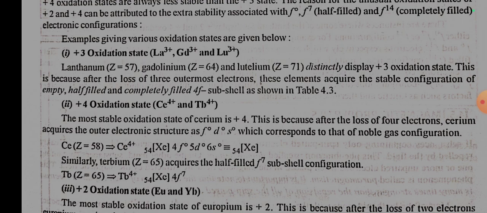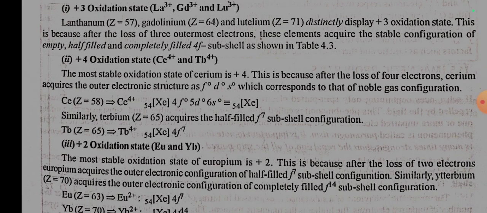Number 1. +3 oxidation states: La3+, Gd3+, Lu3+. Lanthanum, gadolinium, and lutetium distinctly display +3 oxidation state. This is because after the loss of 3 outermost electrons, these elements acquire the stable configuration of empty, half-filled, and completely filled 4f subshell as shown in table 4.3.